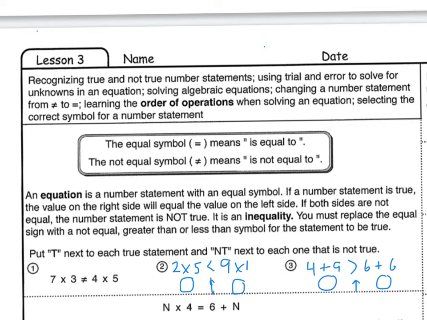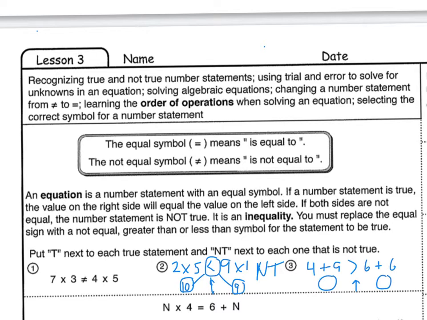So you should have already solved these. Right down here under the 2 times 5, you should have written 10. Under the 9 times 1, you should have written 9. And then you look at the symbol and you say, is that symbol the correct one? Is 10 smaller than 9? Well, no, that's not true. Should be the other way around. So we're going to put NT on there. Did you write NT? You have to have NT on your paper, and you have to have 10 and 9 on your paper. So fix that if it's not on your paper now.